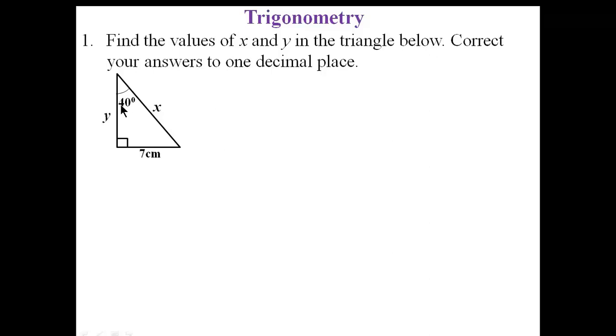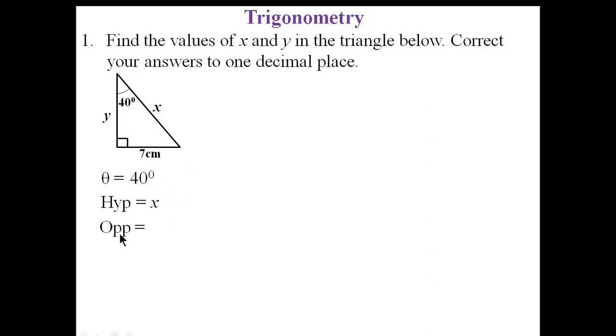To start with, we have to identify the given angle in the problem. We call it theta, and that's equal to 40 degrees, which represents the given angle. Then we have to identify the hypotenuse, the opposite, and the adjacent. The longest side, which is facing the right angle, is the hypotenuse. So our hypotenuse is equal to x.